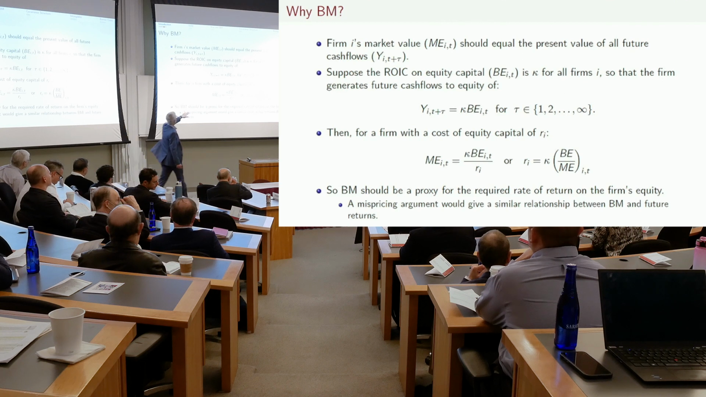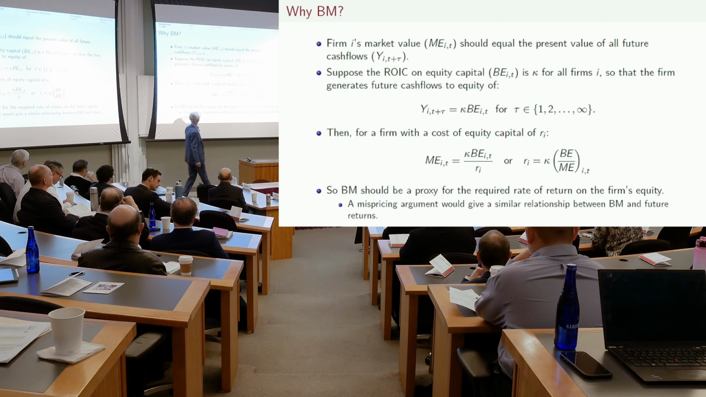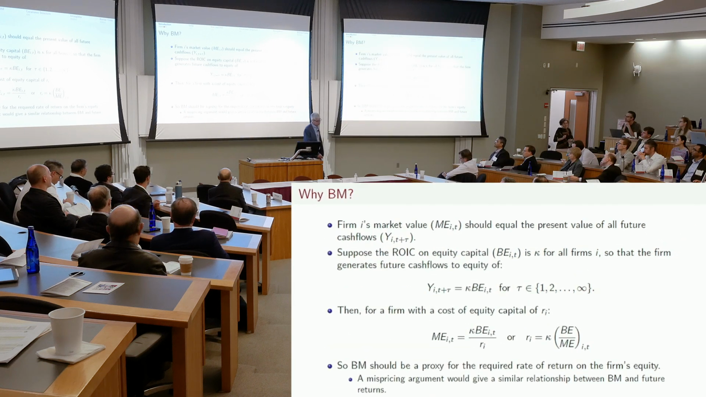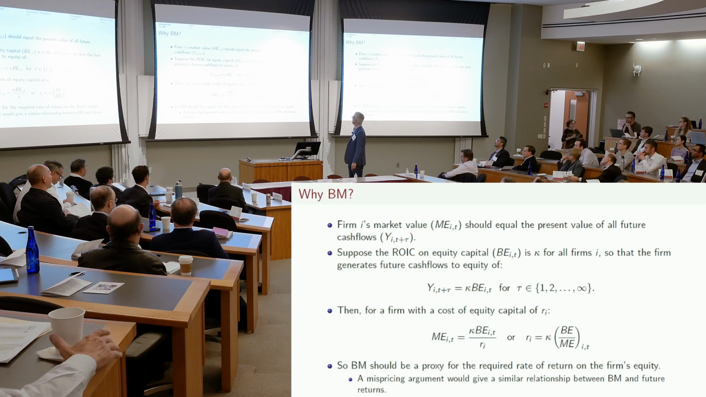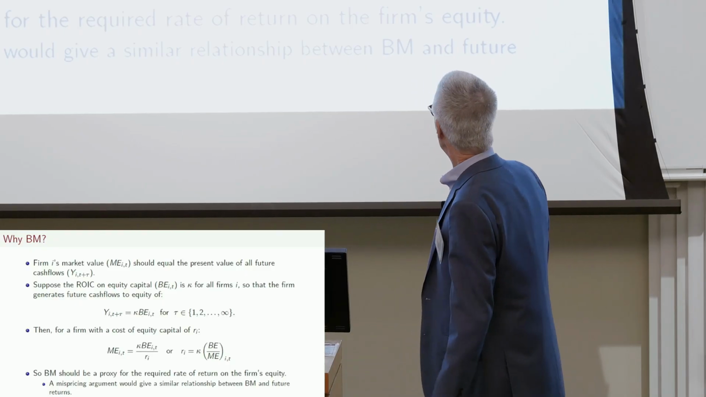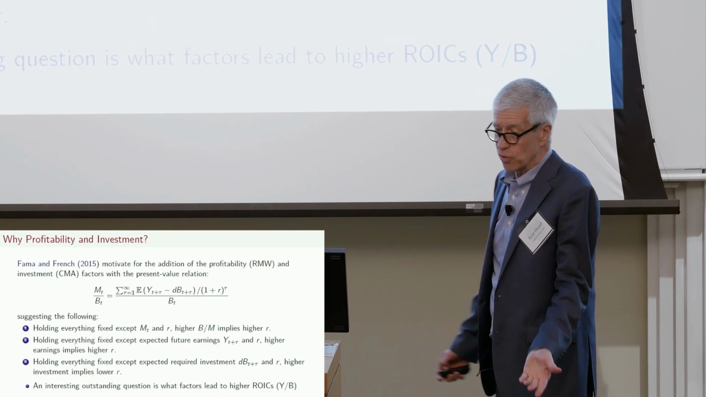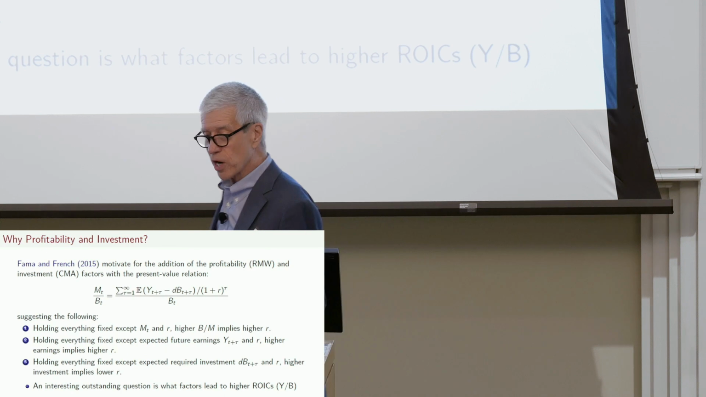Okay, then the market value of a firm that's a perpetuity. So the market value is going to be that scaled by the discount rate. Just flip that equation around and you get the very nice relationship that the discount rate is linearly related to the book to market ratio, okay? So this is a simple argument for why book to market should work.